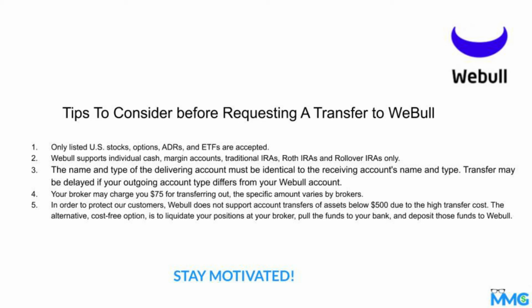Tip number 4 is that your broker may charge you about a $75 fee for transferring out. So you get charged for transferring your money out of the system. Make sure that you talk to your current broker and figure out what that fee is, and see if you are willing to take that fee. Or you might just want to liquidate, then transfer the money, and then buy the assets again in WeBull.